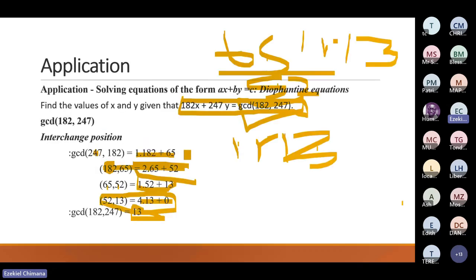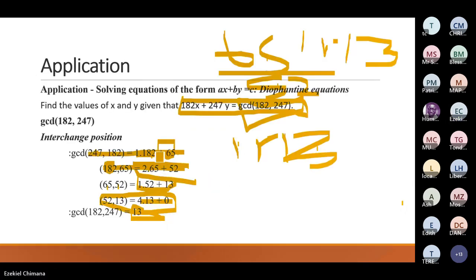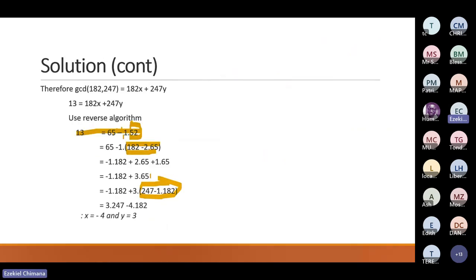Then next, you go on to this step, which is the final one. We have this remainder 65. You express it in terms of these two numbers. So 65 will be equal to 247 minus 1 times 182. And then you replace the 65 with 247 minus 1 times 182. That's what we have here. So what we have been doing here was just to simplify this thing. And then you replace this 65 by 247 minus 1 times 182.